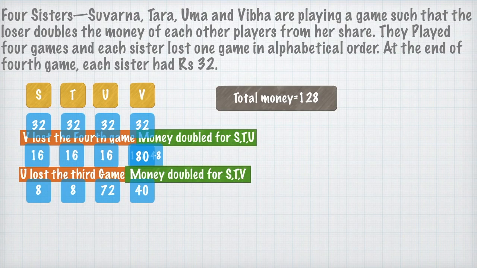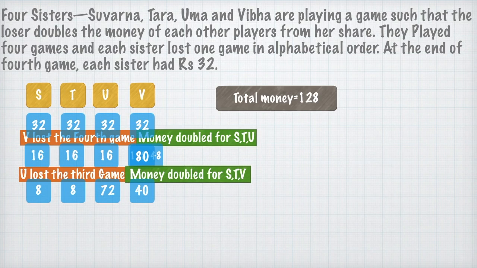So Vibha lost the 4th game. How did I come to that? From the people, from the sisters losing the game in alphabetical order, right? Therefore, Uma must have lost the 3rd game, right? And Uma must have doubled everybody else's money after the 3rd game. That means that Suvarna, Tara and Vibha's money was doubled. The money was doubled for S, T and V.